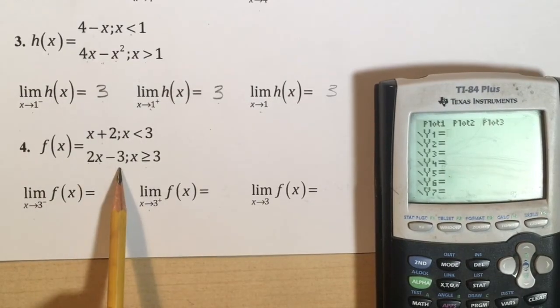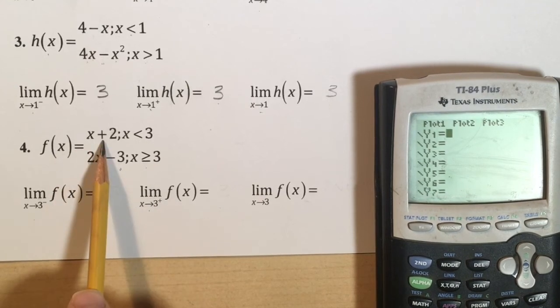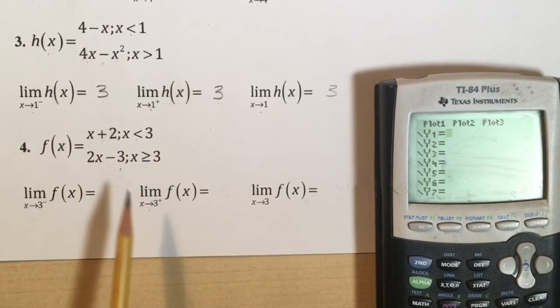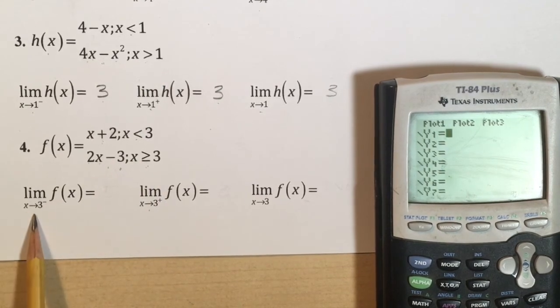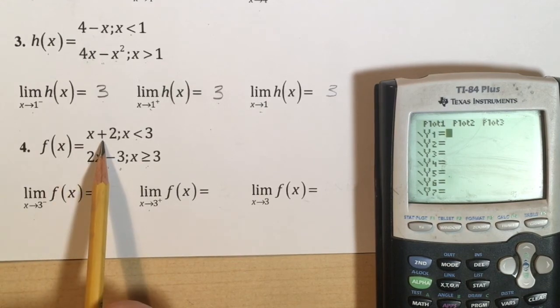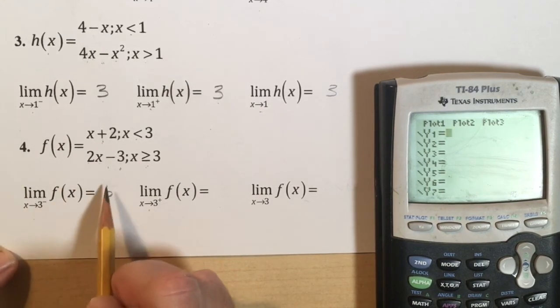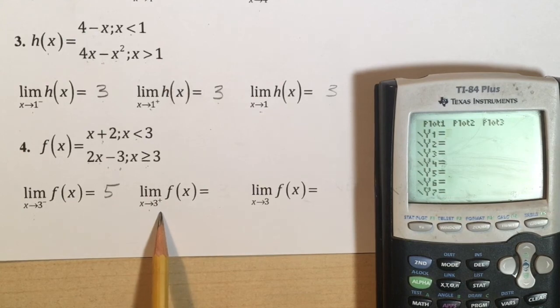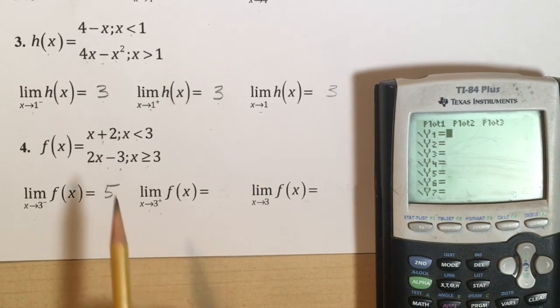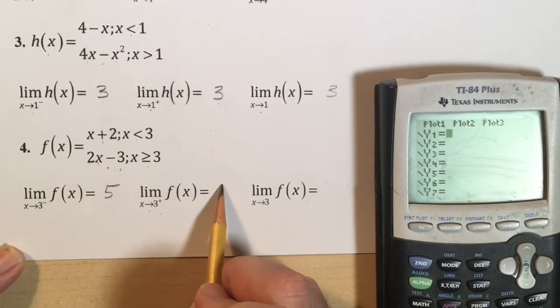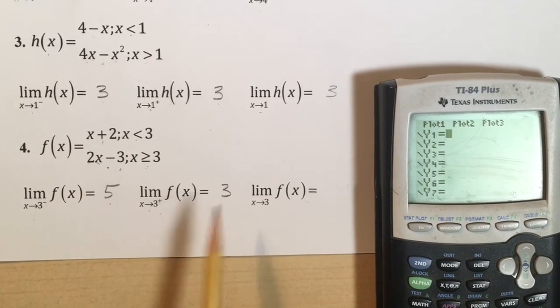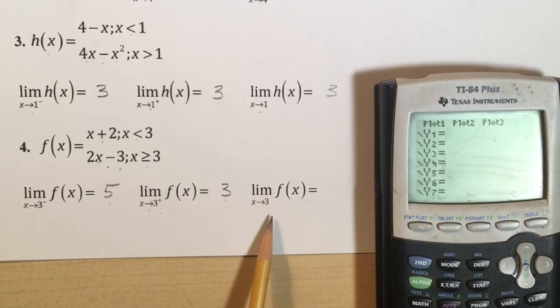In example number 4, we have another piecewise function. It's x plus 2 on the left side of 3, and it's 2x minus 3 on the right side of 3. To determine the limit as x approaches 3 from the left side, I'll simply plug 3 into this left-hand piece. 3 plus 2 is 5. To determine the limit as x approaches 3 from the right-hand side, I'll plug 3 into the right-hand piece. 2 times 3 is 6, and 6 minus 3 is 3. The left-hand limit and the right-hand limit do not match, so the limit as x approaches 3 does not exist.